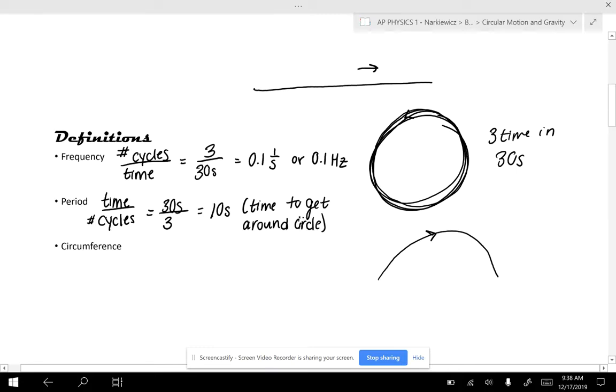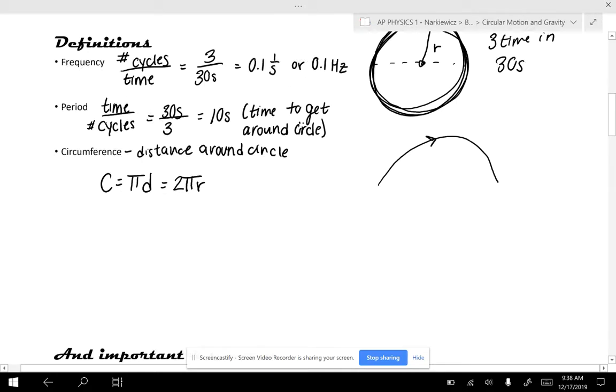Okay, and then the last thing to talk about, remember the circumference is the distance around a circle, and we can calculate it by doing pi times the diameter, or the way you're most likely going to see it written is 2 pi times the radius. So remember, the radius is the distance from the center outwards, and the diameter is just twice that.